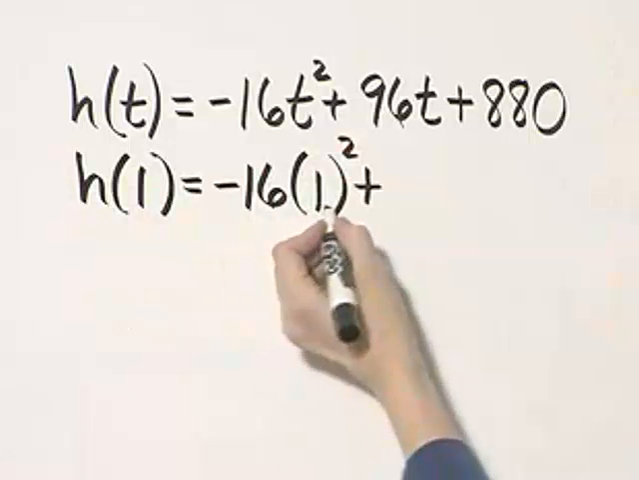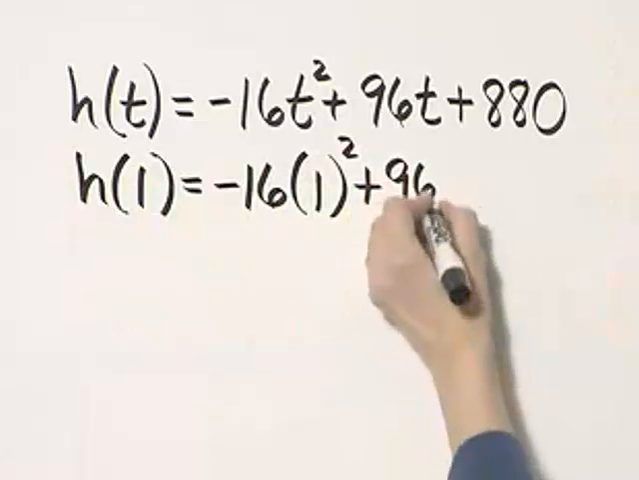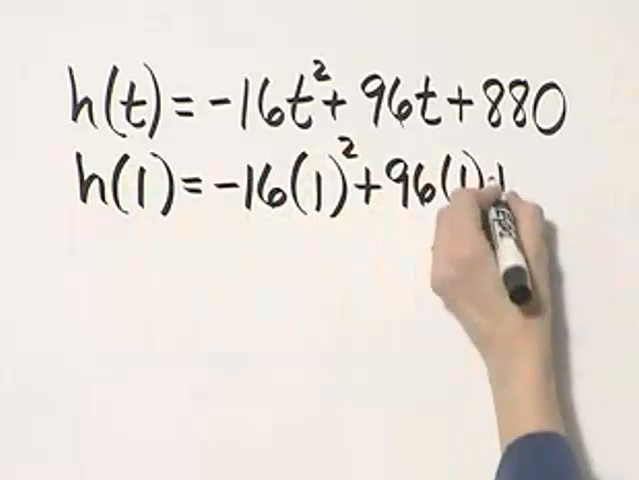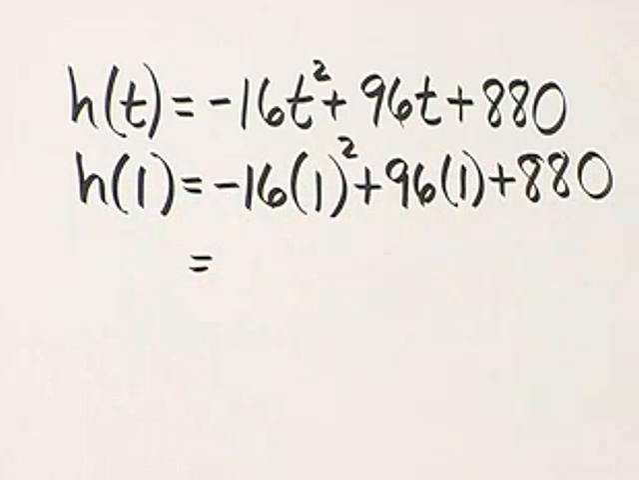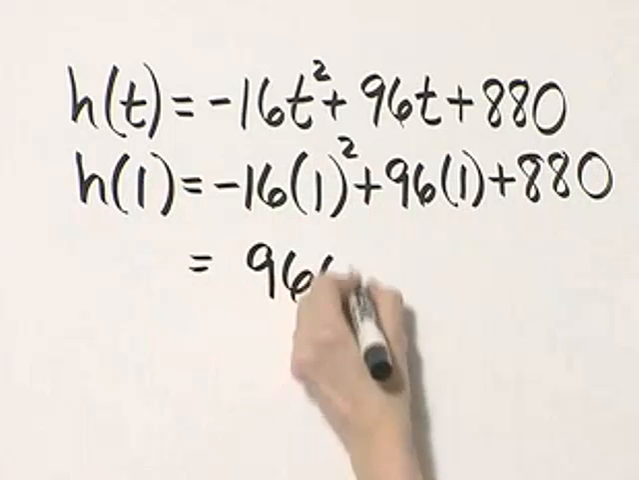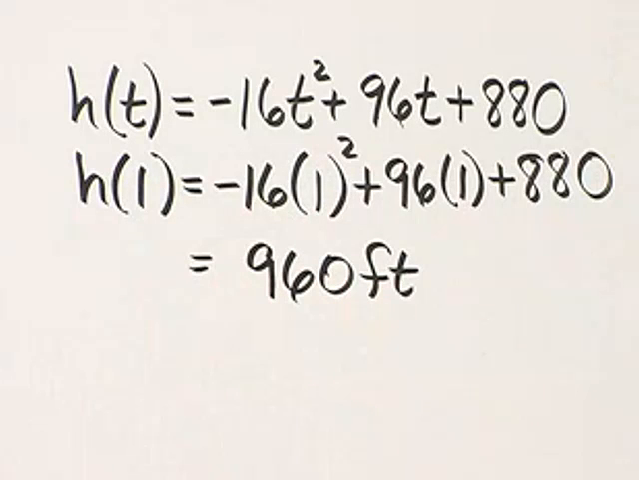So that's negative 16 times 1 squared plus 96 times 1 plus 880. And if you simplify that expression on the right, you'll have 960, and that stands for 960 feet. So after 1 second, the height of the pebble is 960 feet.